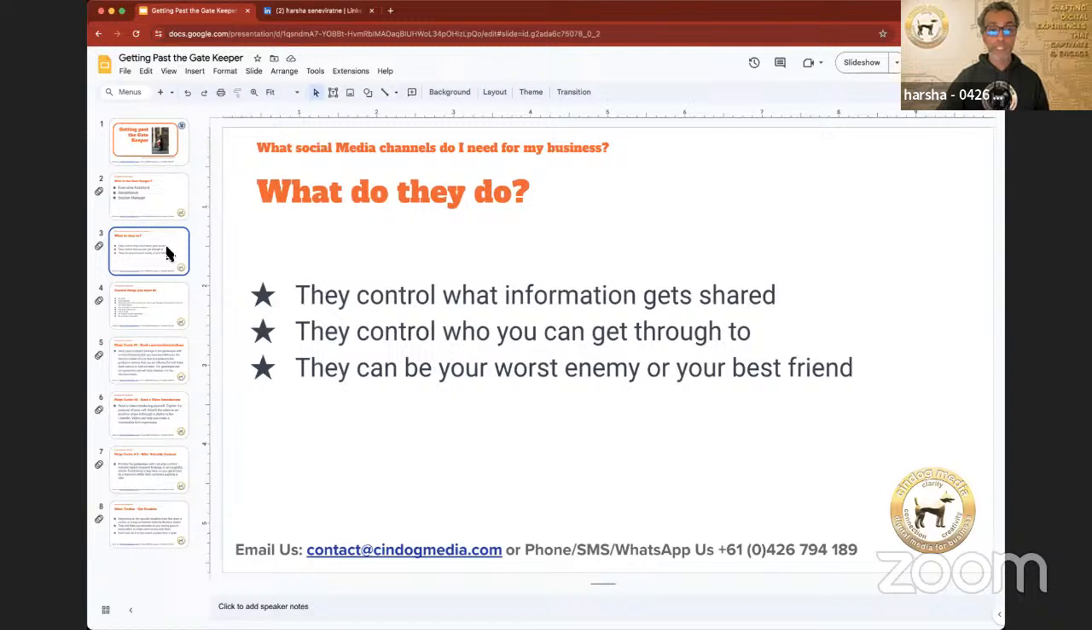They control what information gets shared from within the company to the outside world. They control who you get through to, or who you can talk to. And they can be your worst enemy or your best friend, depending on how you approach them. So it's really important you be quite strategic and think this through before you make that call, before you endeavor to contact a business. How you're going to manage that?